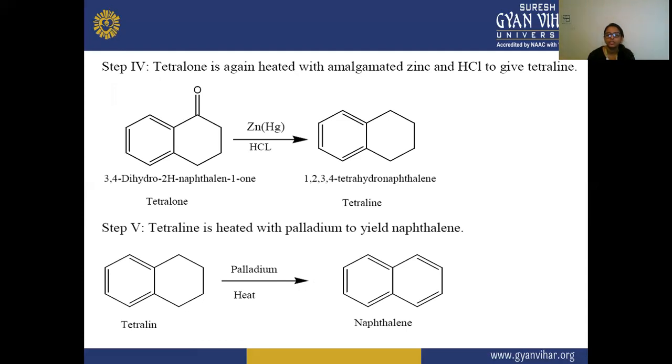Next, this tetralone, also known as 3,4-dihydro-2H-naphthalen-1-one, is heated with amalgamated zinc and HCl, and there is a formation of tetralin, 1,2,3,4-tetrahydronaphthalene. In step 5, tetralin is heated with palladium to yield naphthalene. So this naphthalene is formed here.